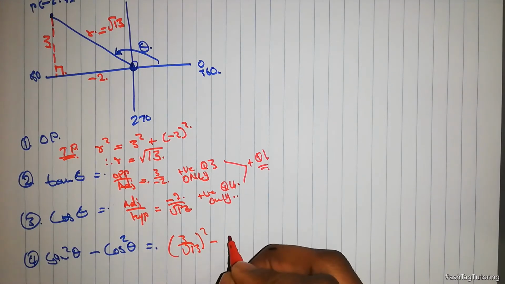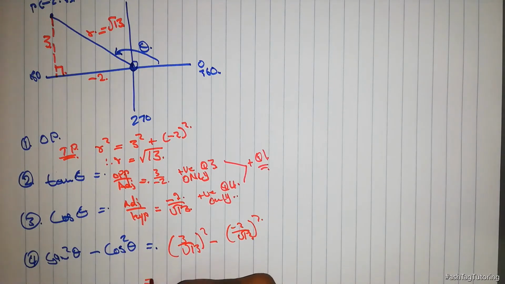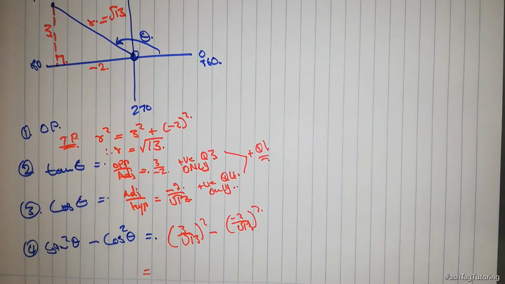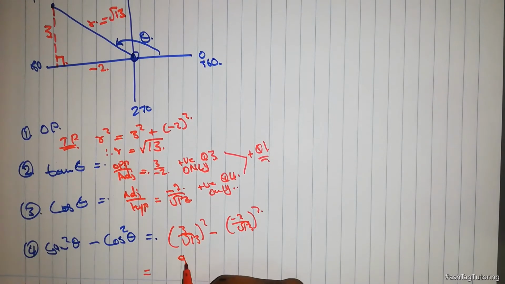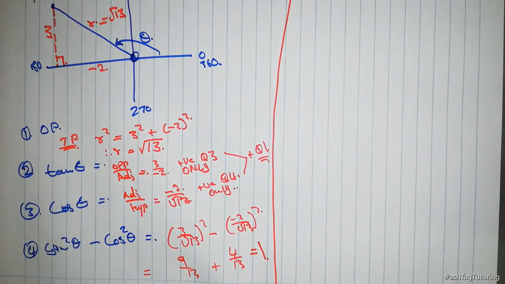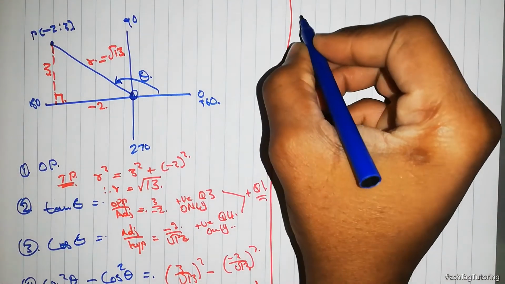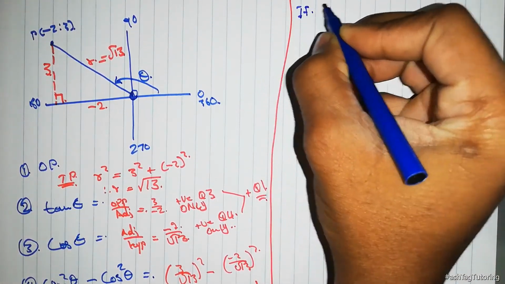Therefore, you can also apply the same rules to determine the value of sine squared theta minus cos squared theta. Then you will arrive at an answer of 1 unit. So let's move on to a different example.